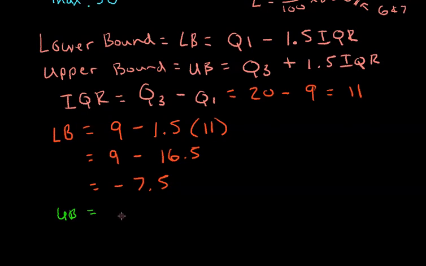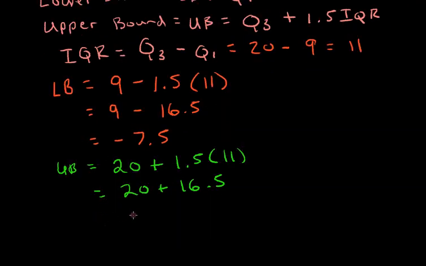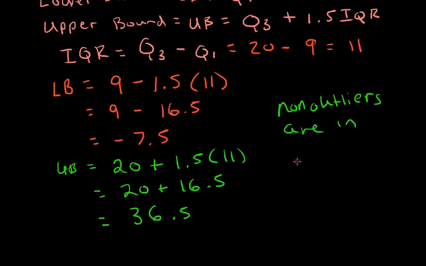All right, then let's calculate the upper bound. This would be the third quartile, which was 20, plus 1.5 times the interquartile range. So that's 20 plus 16.5. Okay, so that comes out to be 36.5. Right, so non-outliers are in the range negative 7.5 to 36.5. Okay, so non-outliers are in this range.